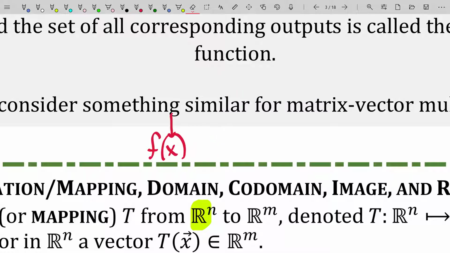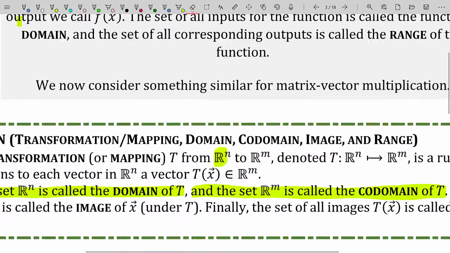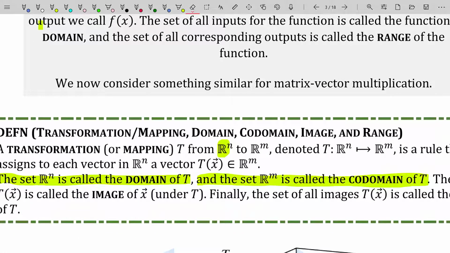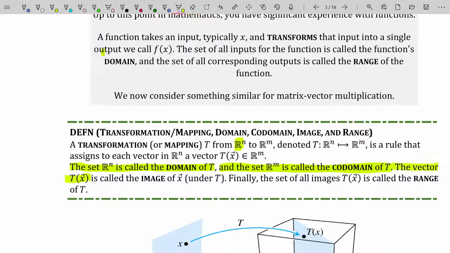It's not that big of a deal, but the main thing is we reserve the word range for the actual set of values that are output by your function, or in this case, by your transformation. And we reserve the word codomain for the big space that contains all those values in the range. The vector T of x, and notice I said it's the vector because it is called the image of x under T.